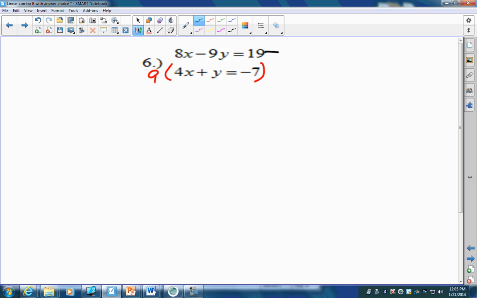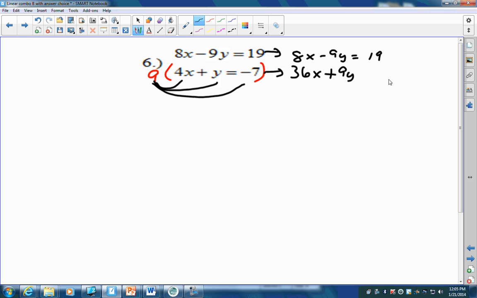Just because it's the last thing I wrote, I'll do that. So I'll write 8x minus 9y equals 19. 9 times 4 is 36x. 9 times y, positive 9y. 9 times -7 equals -63. Other one might have been a better idea. You're right. All right, let's go to number 7.